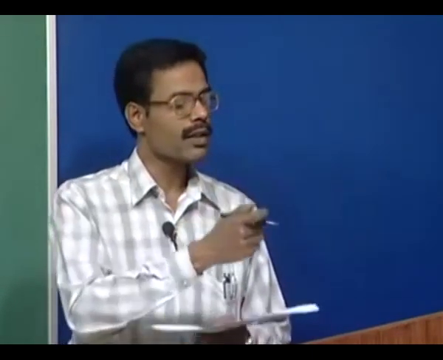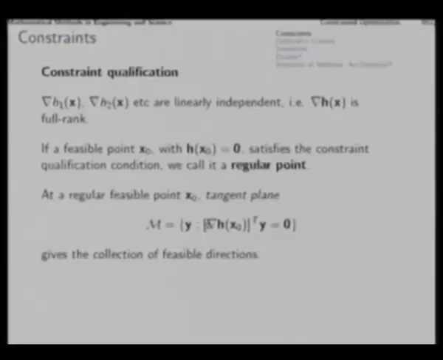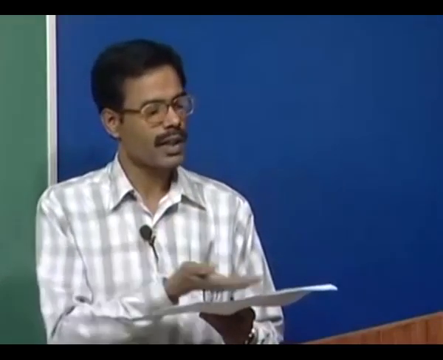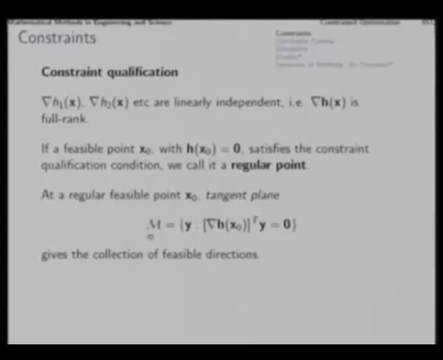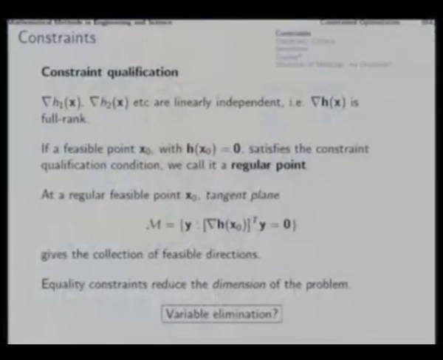If your movement has a component along the gradient of h, that means you are moving out of that surface, out of that tangent plane. So, that will be infeasible. So, this tangent plane, this subspace M consisting of those y's, those vectors, those directions which are orthogonal to all the grad h1, grad h2 vectors, they are the collection of feasible directions so far as the equality constraints are concerned.